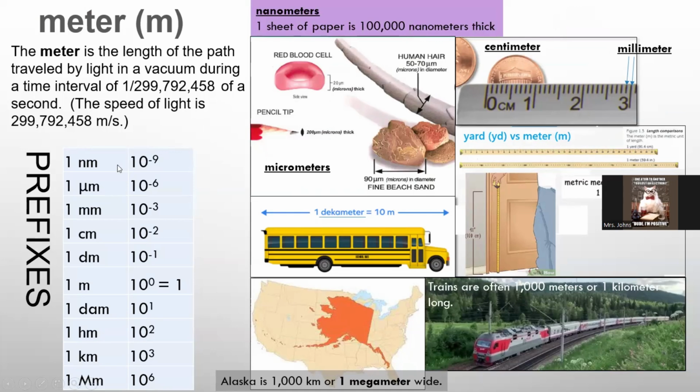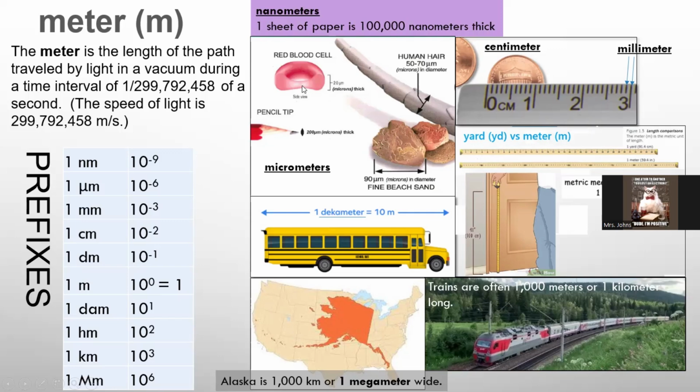Now going smaller by a factor of 1,000, times smaller than this millimeter, is a micrometer. So it's 10 to the negative 6. That means it's 0 point with 6 decimal places to the right.